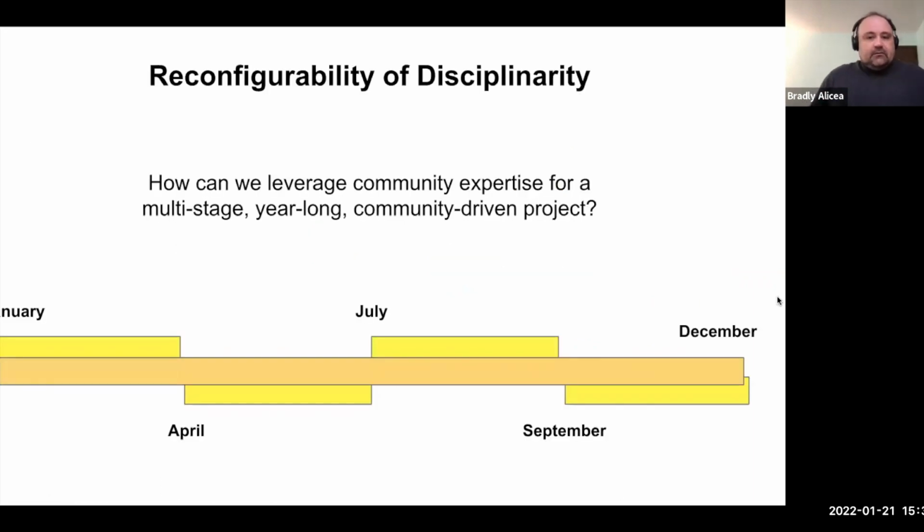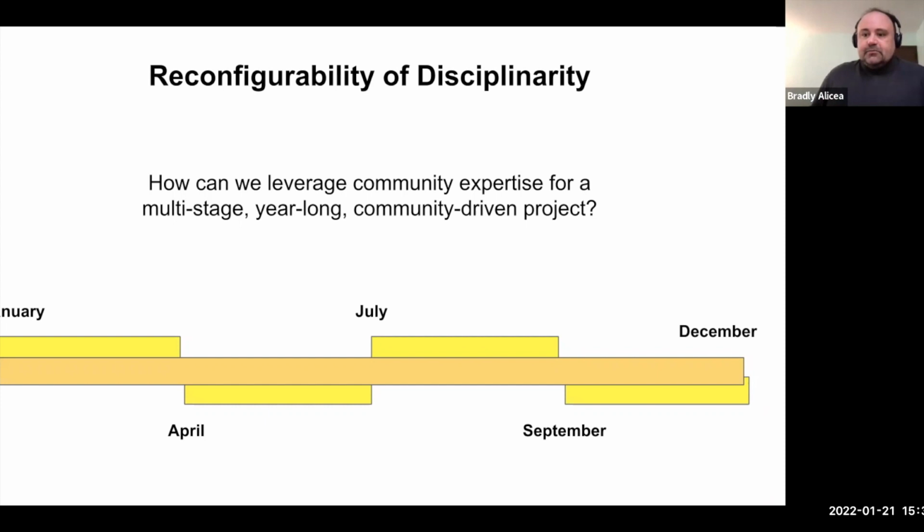So I'm going to get into an example now of reconfigurability of disciplinarity. This is an example of a project that's a year-long project. The idea is that we're going to use these principles to understand what these groupings look like and how they change over time.